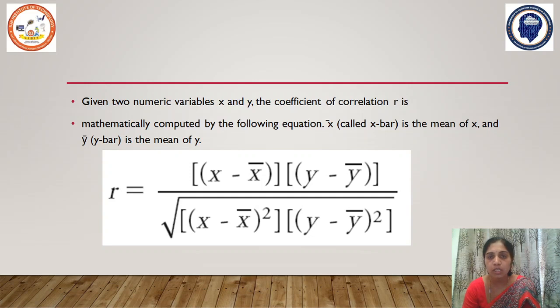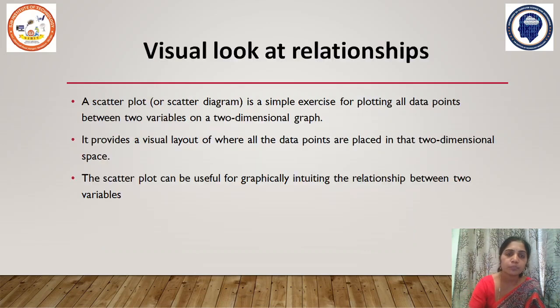Here we can use a scatter plot, which is a simple exercise for plotting all data points between the two variables on a two-dimensional graph. It provides a visual layout of where all the data points are placed in that two-dimensional space. The scatter plot can be useful for graphically initiating the relationship between the two variables. Here you can see the scatter plot showing the types of relationship among the two variables. One is linear, and the other is also linear, where y descends as x increases, and then curvilinear, which is similar to an arc shape, and one where you show no relationship.